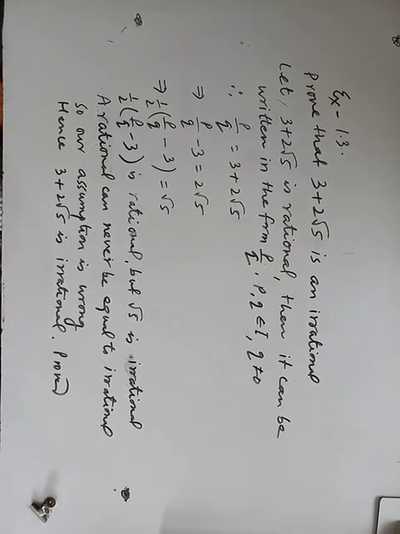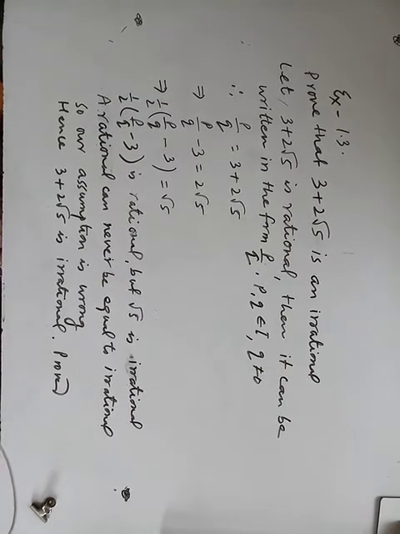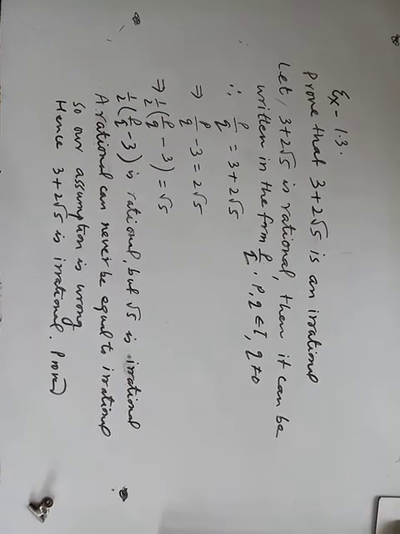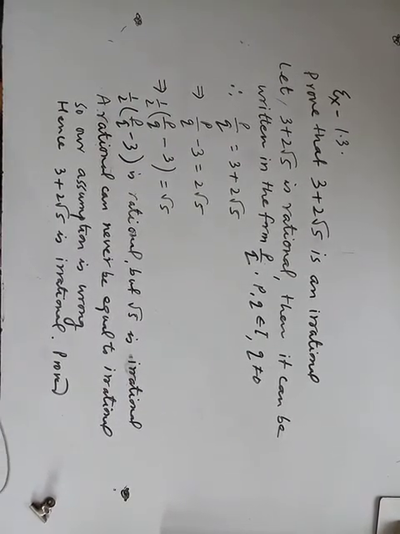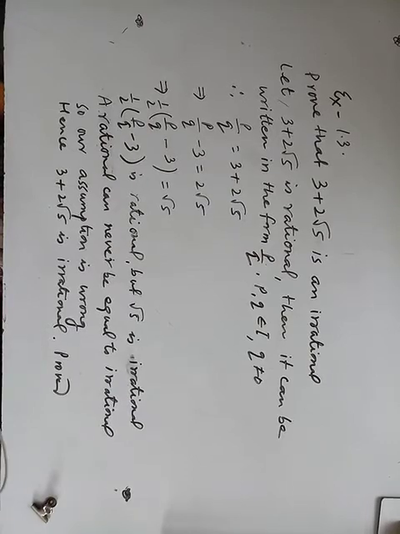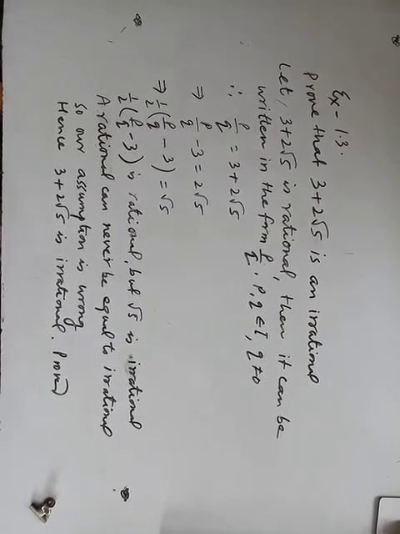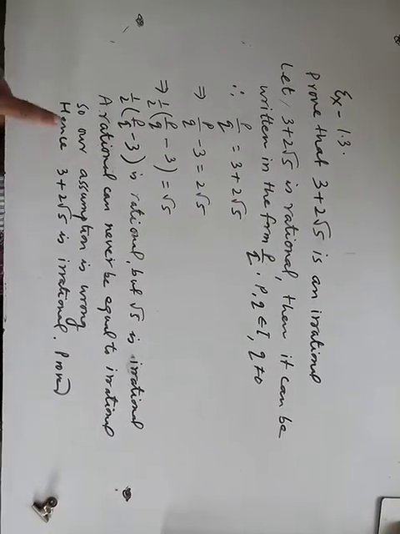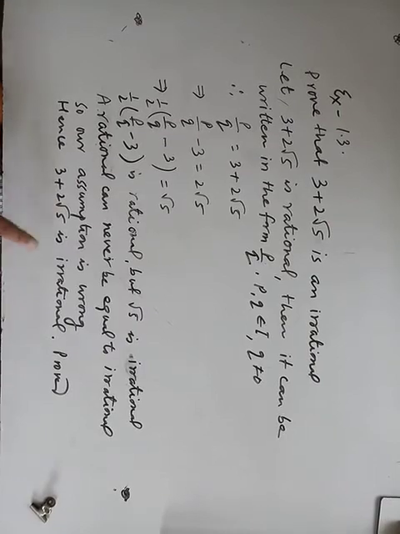One thing I must say: the family of irrational numbers is very big. If we multiply a rational by an irrational, it is irrational. If we divide an irrational by a rational, it is irrational. If we add a rational to an irrational, it is irrational. If we subtract a rational from an irrational, it is irrational. So this proves that 3 plus 2 root 5 is irrational.